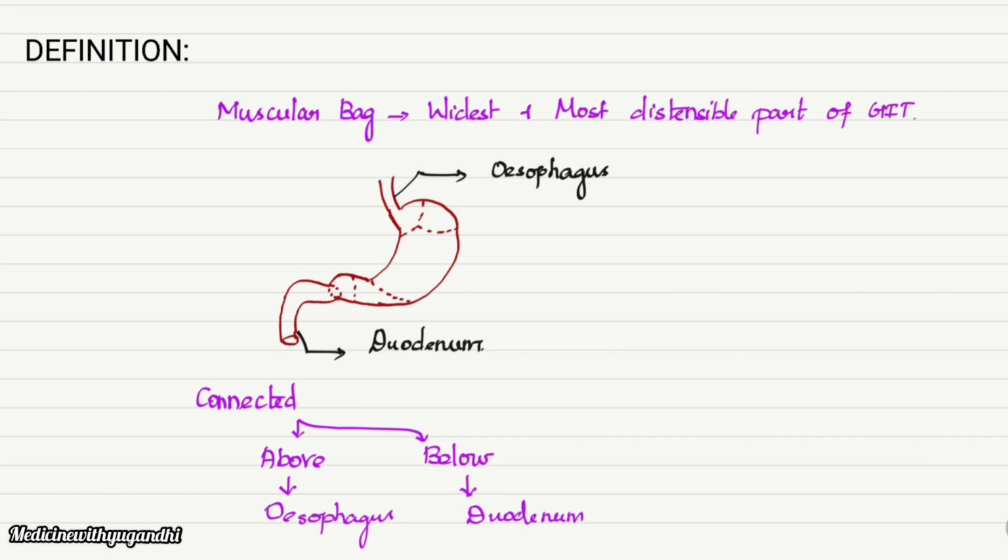Once again I am repeating the definition of stomach. See, stomach is a muscular bag and it is the widest and most distensible part of the gastrointestinal tract. Then the upper end of the stomach is connected to the lower end of the esophagus, and the lower end of the stomach is connected to the upper end of the duodenum.